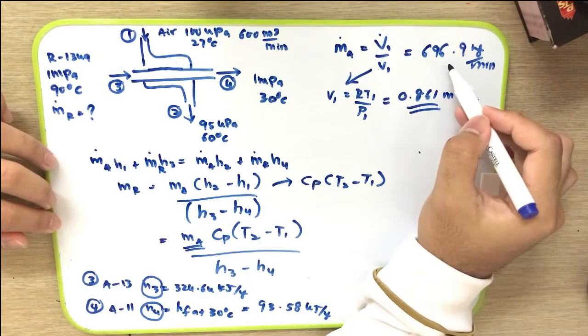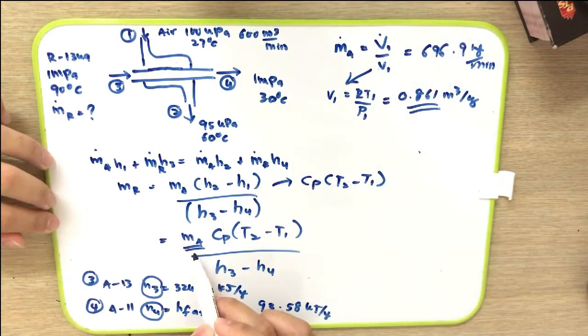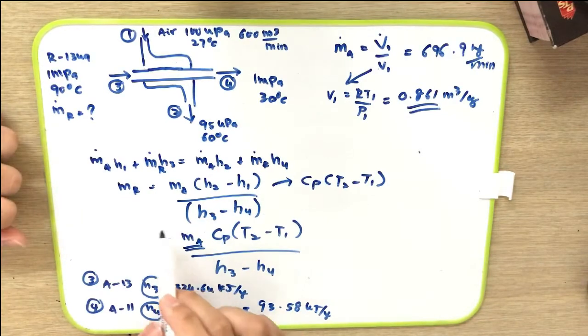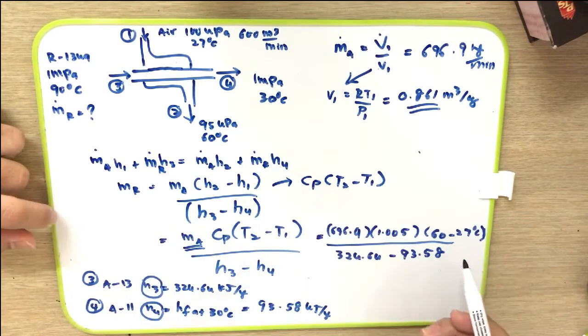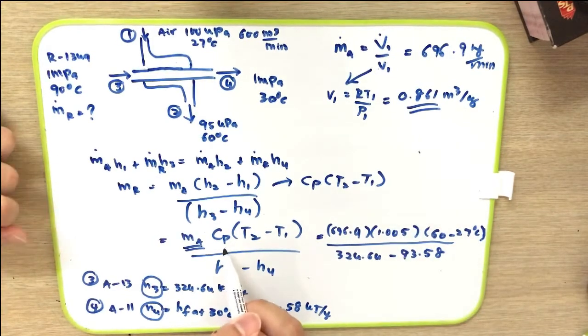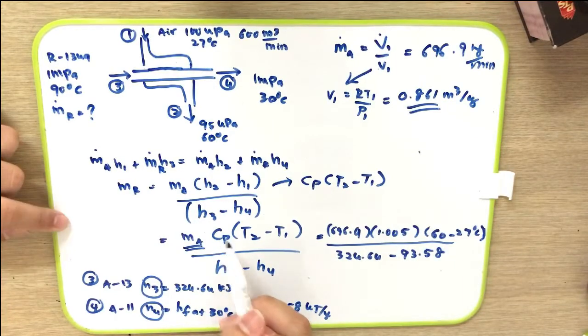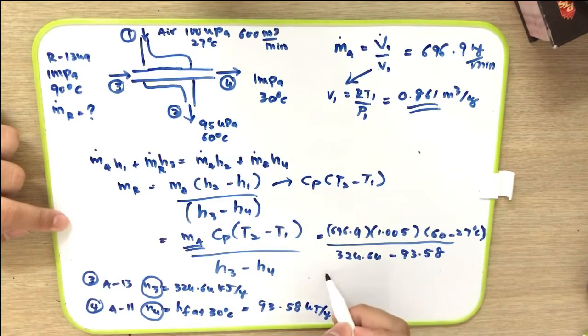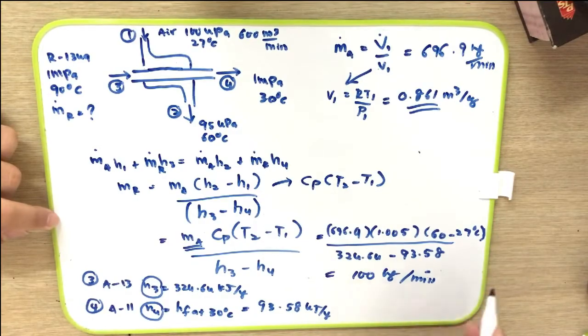So from this value, we can substitute inside here, then we can solve the mass flow rate for refrigerant. After we substitute, we will get this. And if you can see this, 1.005 is Cp, and Cp is given from the question. Then we can solve and we will get 100 kg per minute. So this is the mass flow rate for refrigerant.